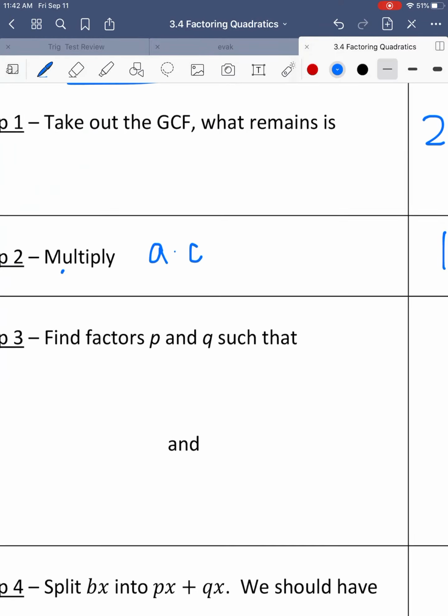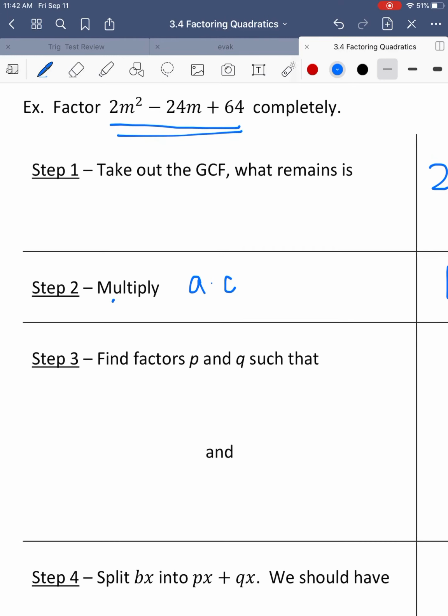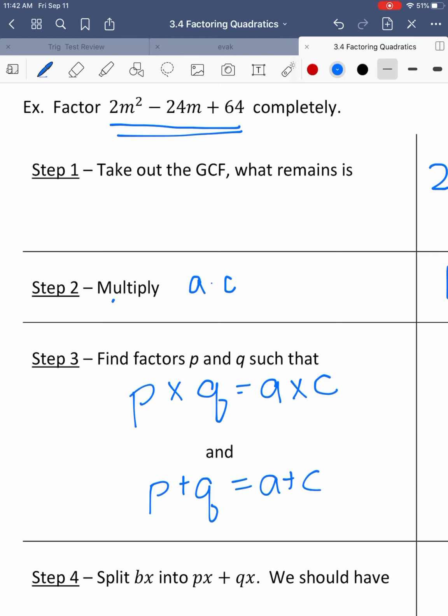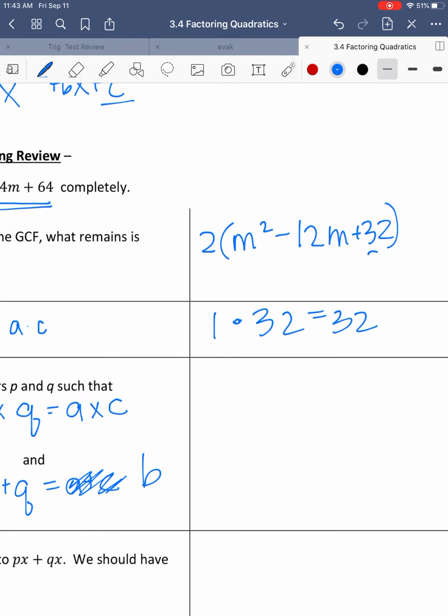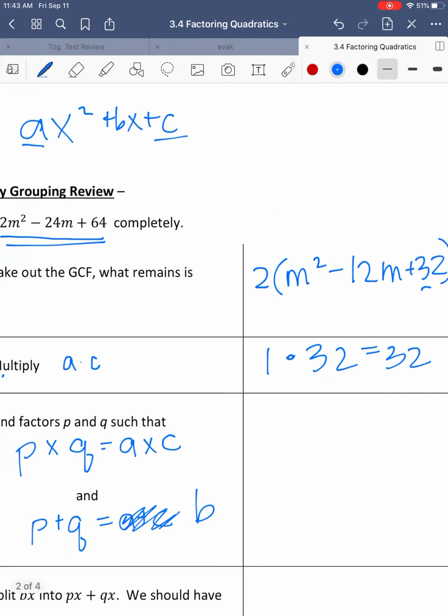The next step is that I'm going to find two numbers, p and q, such that p times q equals a times c, and that p plus q equals b. So what that is going to mean is that we're going to take this number in the middle and we're going to split it into two parts.